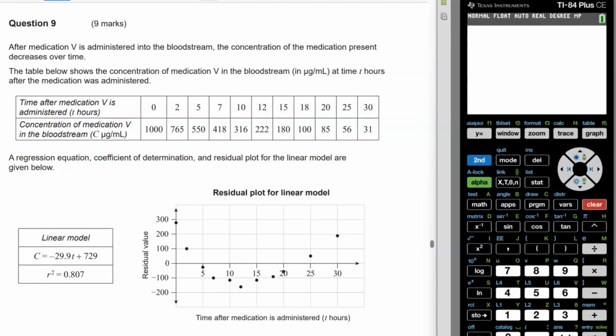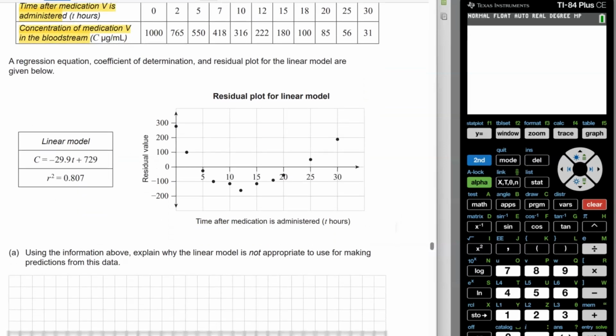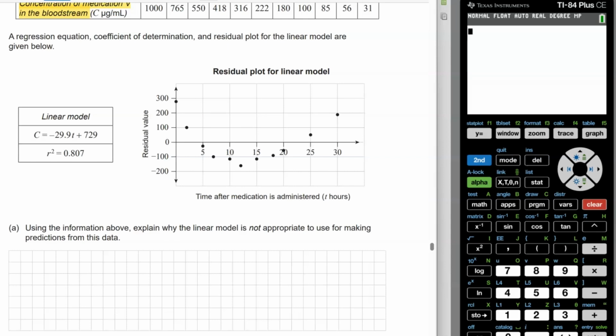So looking at question 9, we're doing another regression question. This time we're looking at time after medication is administered, so it's medication B, and then the concentration of the medication in that particular bloodstream. We're going to start off with the medication that is called V. They give you the data. Also given to you is the residual plot for the linear model, and they give you the linear model as well as the R-squared value to start you off.